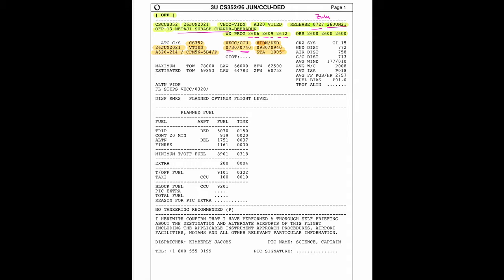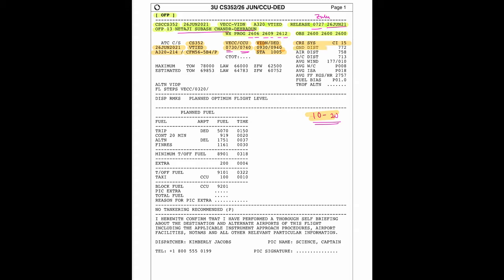Now the cruising cost index is 15. Generally the cost index goes from 0 to 999, but in real life flights generally fly on a cost index of approximately 10 to 20. It doesn't go higher because if the cost index is increased, the flight time will decrease, but the fuel burn will increase. That is why normal aviation generally uses between 10 and 20.